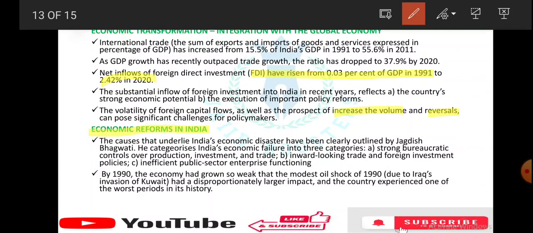Next, economic reforms in India. The causes that underlie India's economic disaster have been clearly outlined by Jagdish Bhagwati. Here we have to remember his name, Jagdish Bhagwati. He categorized Indian economic failure into three categories: strong bureaucratic controls over production, investment and trade; inward-looking trade and foreign investment policies; and inefficient functioning of public sector enterprises. These are the three reasons why economic failure came.